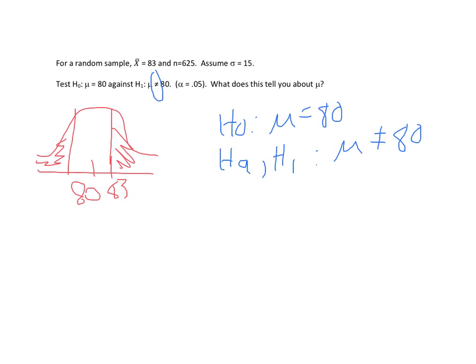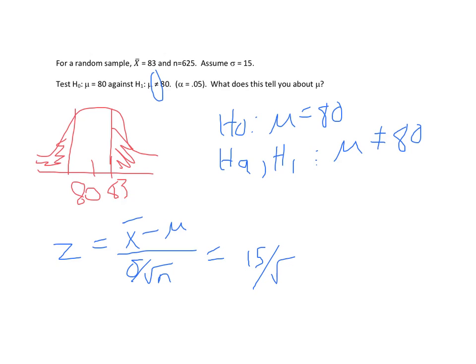Okay? So then, once we have our hypothesis written, we have to calculate the z-score. So we do the z-score by z is our value minus the hypothesized value over sigma over root n. Now we're lucky in this case that we know sigma, which is 15. And then we have the square root of 625, which we should know is 25, under 83 minus 80. So we're looking at 3 divided by 3/5, right? Because 15 over 25 is 3/5.